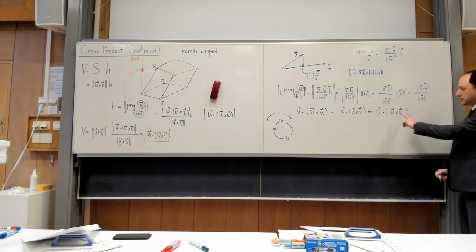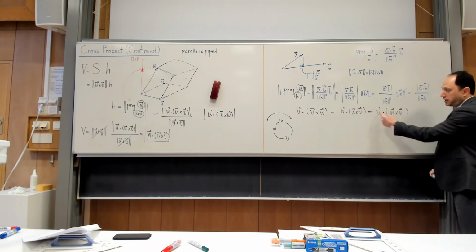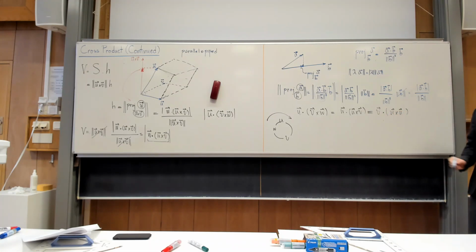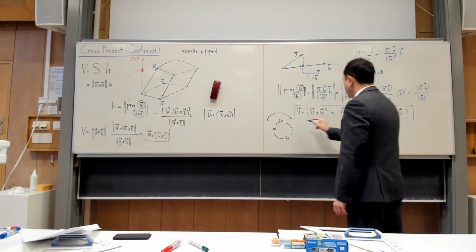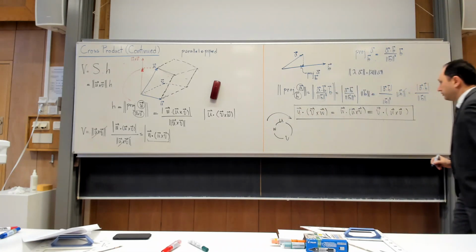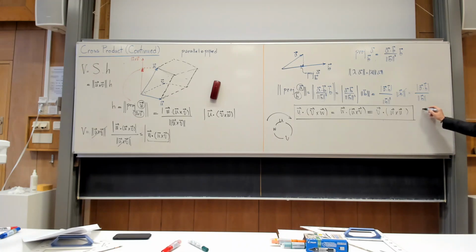Yes? But of course, if I change this, then I will pick up a minus sign. So that is an extremely important property of a triple product. I don't know which pronunciation is correct, cyclic or cyclic? Cyclic. Cyclic property of a triple product.